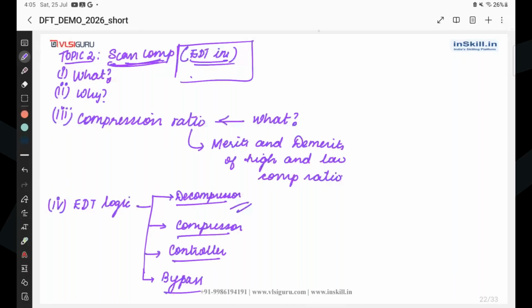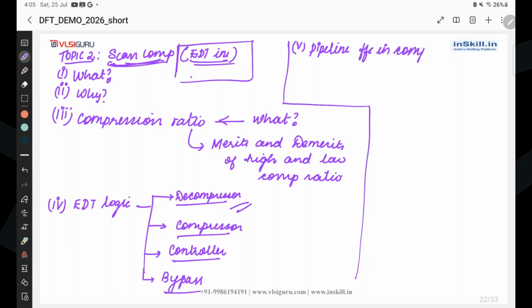And then we will try to understand the pipeline flops in the compressor logic and lockup cells in EDT. So pipeline flops in the compressor logic, lockup cells in EDT, all those things we will be understanding.